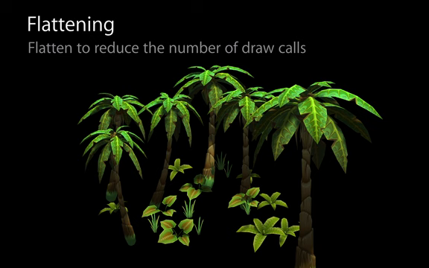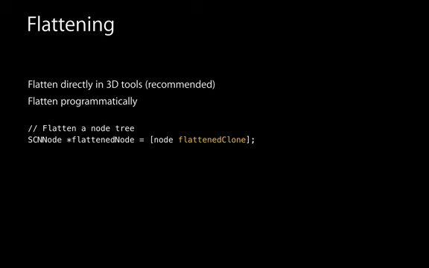To flatten objects, you have two options. You can ask your artist to flatten directly in the 3D software. 3D software has great tools to flatten everything into a single object. This is the recommended way because everything is pre-computed, so there's nothing to do at runtime, and it is obviously faster. Now, if needed, you can also flatten things programmatically with the flattenedClone method on SCNNode. It will flatten the entire node tree and return a new node with no child nodes that renders exactly the same.